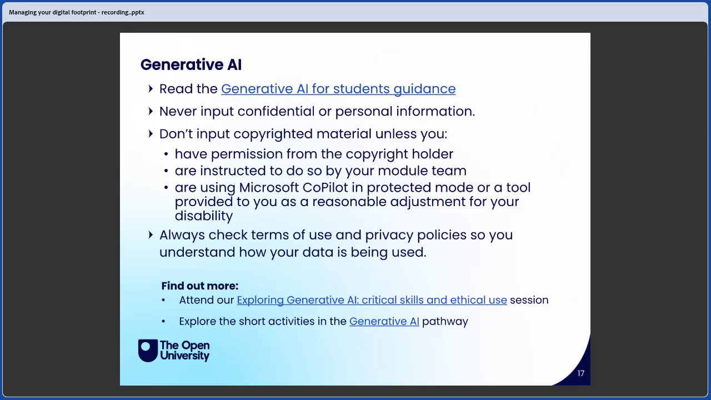Protected mode in Microsoft Copilot is a privacy feature that lets you use the tool in a more confidential way. When protected mode is turned on, Copilot doesn't save your conversation history or use your inputs to train the tool. In practice, this means your chats aren't stored on Microsoft servers and Copilot won't remember anything you've discussed once the session ends.